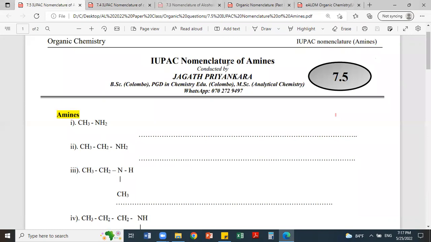So this is how you should write the name. The traditional name you can write as ethylamine. This is called methylamine, ethylamine, like that. But IUPAC names you can write like this: methanamine. That's how you write it, methanamine. So this is ethanamine.